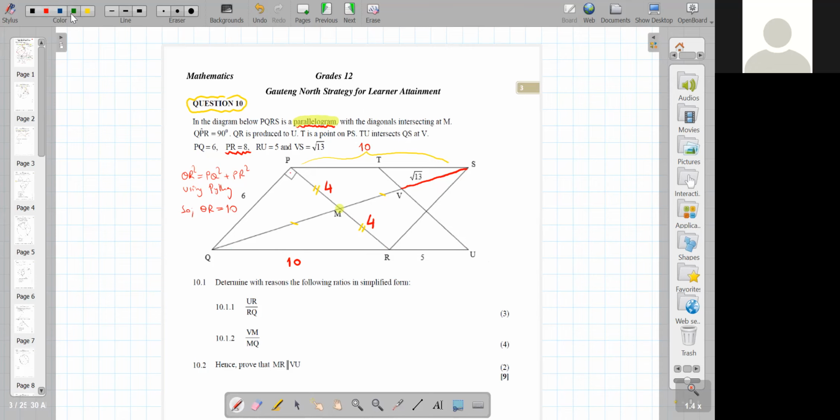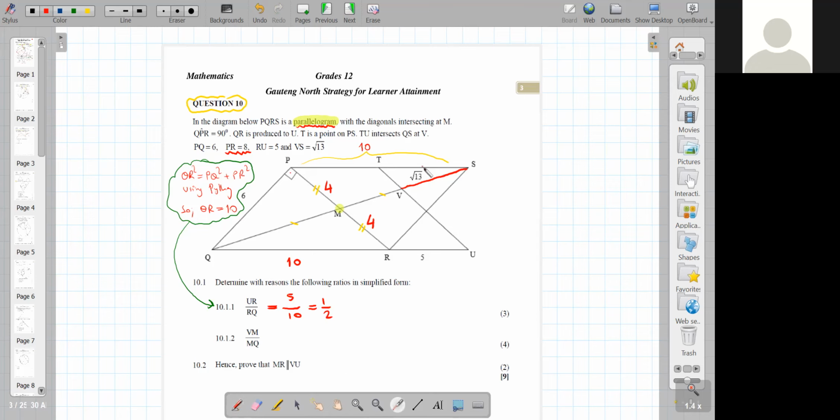At the moment, I know the answer anyway. So that means whatever we have done as a Pythagoras theorem up there is important for the first question. So I have to write this thing, and then I can get the answer. I can write the answer. UR is 5, it was already given, and RQ is 10, which we got here. So the answer is 1 over 2. Do we need to write any reason? No, not specifically, that's it.